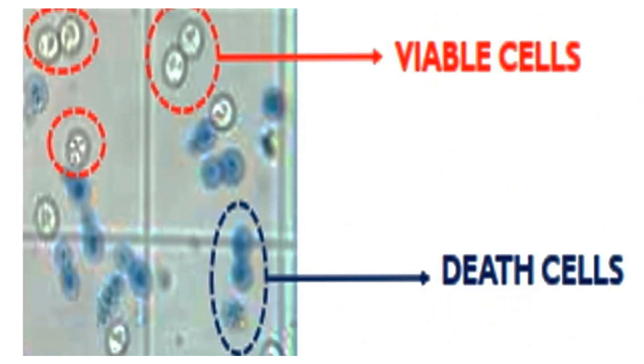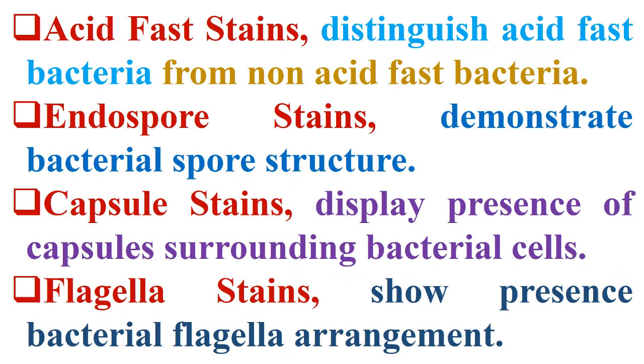In this slide, view under light microscope, difference between viable and dead bacterial cells. So, acid-fast stains distinguish acid-fast bacteria from non-acid-fast bacteria, while endospore stains demonstrate bacterial spore structure, whereas capsule stains display presence of capsules surrounding bacterial cells. Meanwhile, flagella stains show presence of bacterial flagella arrangement, as mentioned in next slide.